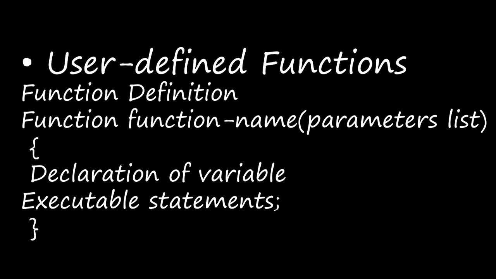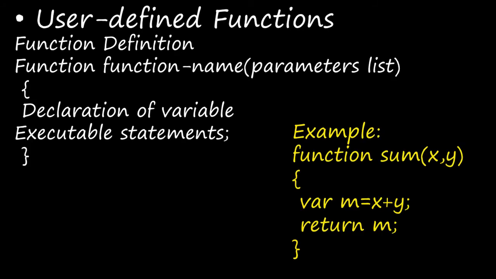The first one is that the function name is any valid identifier. Identifier means, for example, we can say sum or add, something like an identifier. The parameter list will contain one or more valid variable names. If the parameter list contains more than one variable, they will be separated with commas. Using this comma only, we differentiate each parameter inside the parameter list.